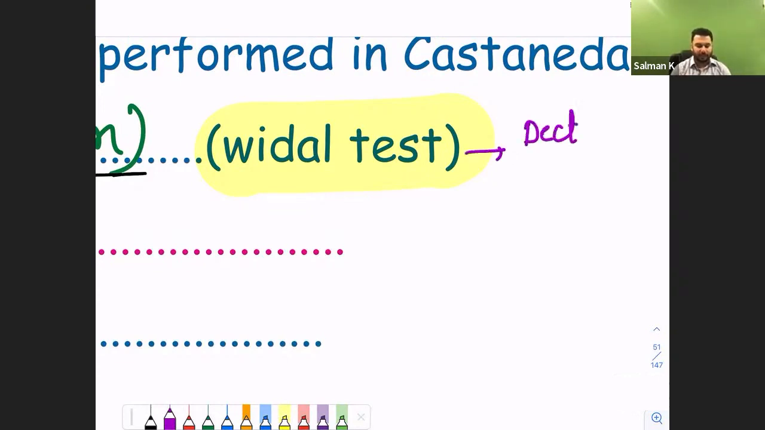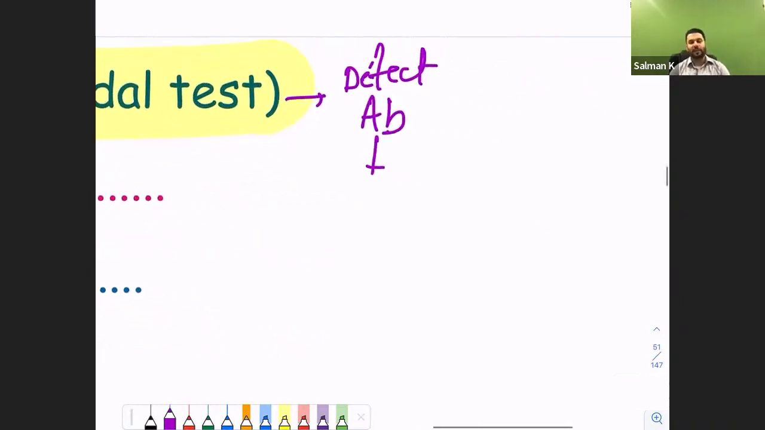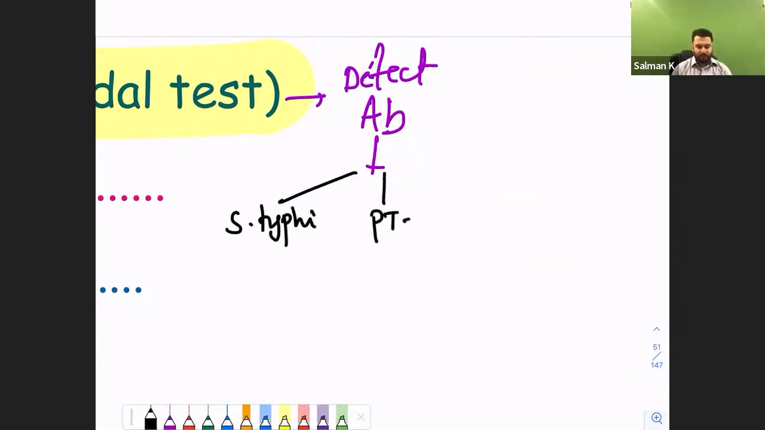Vidal test detects antibody. Antibody against what? Antibody against the Salmonella organisms. There are three Salmonella organisms. First, Salmonella typhi. Second, paratyphi A. Third, paratyphi B. So these are the three that you need to know: typhi, paratyphi A, paratyphi B.